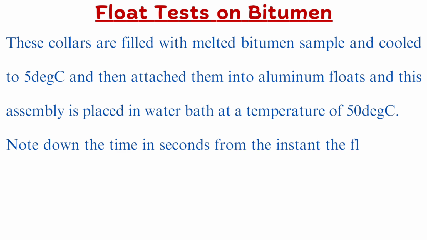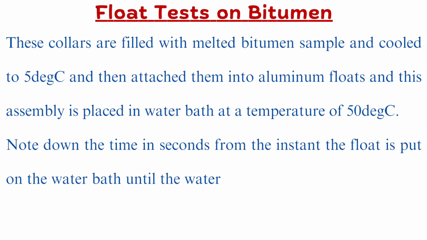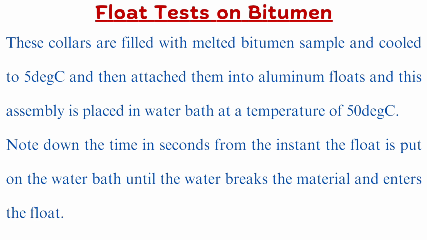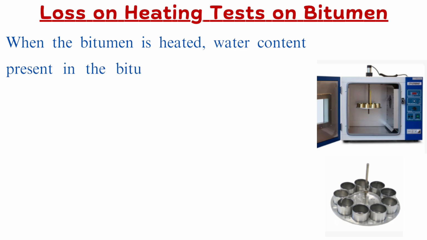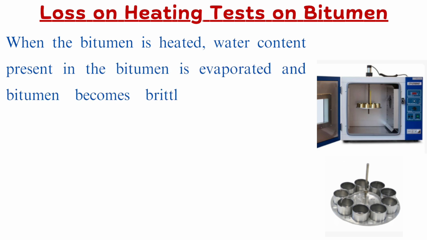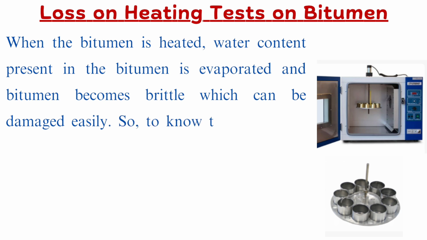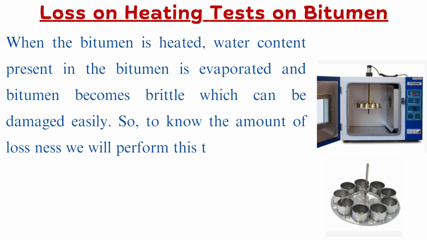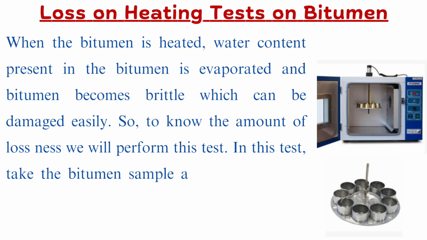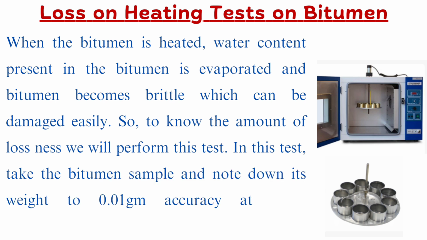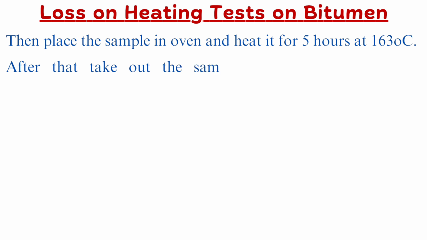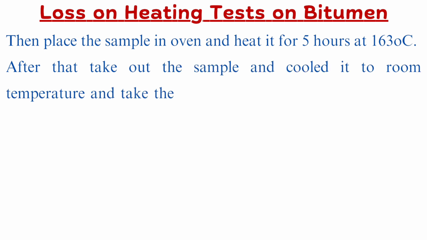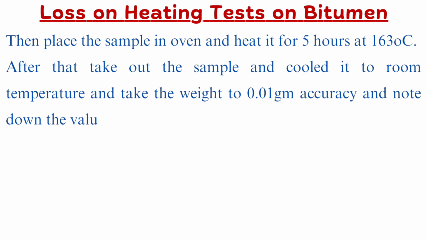Float tests on bitumen. Float test is used to determine the consistency of bitumen, but we generally use penetration test and viscosity test to find the consistency of bitumen except for certain range of consistencies. The float test apparatus consists of aluminum float and brass collars. These collars are filled with melted bitumen sample and cooled to 5 degrees centigrade and then attached to aluminum floats, and this assembly is placed in water bath at a temperature of 50 degrees centigrade. Note down the time in seconds from the instant the float is put on the water bath until the water breaks the material and enters the float.